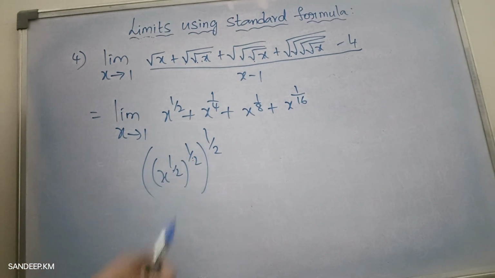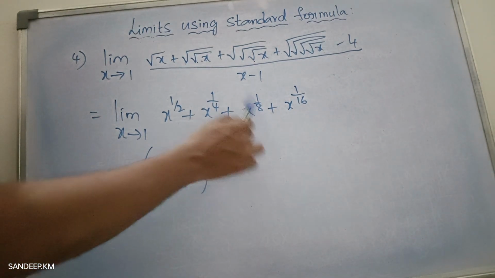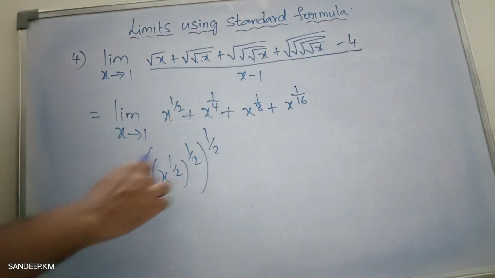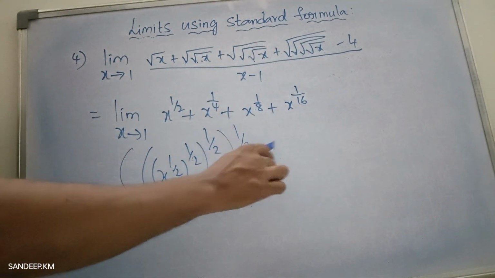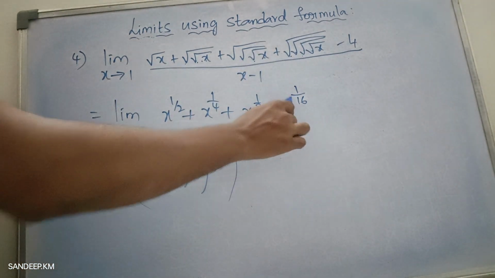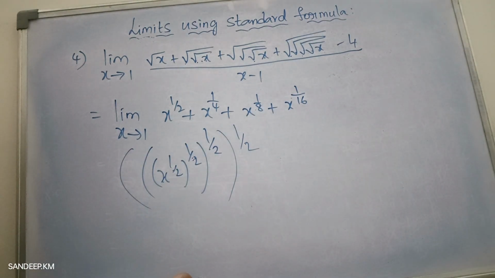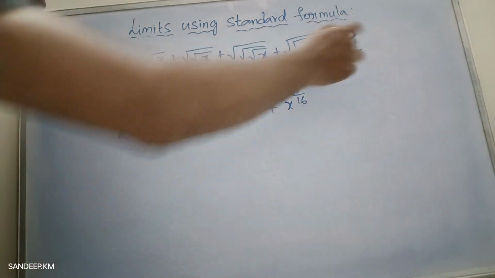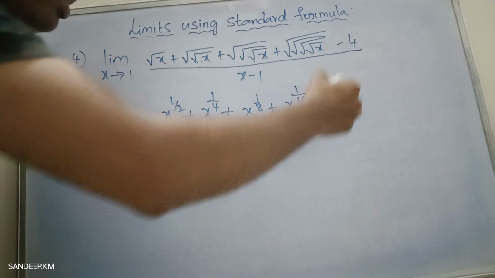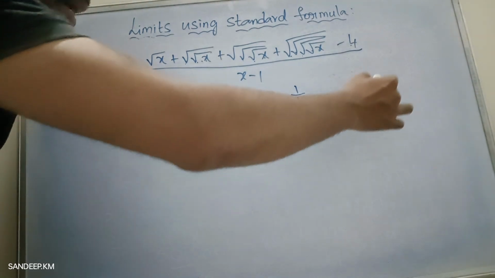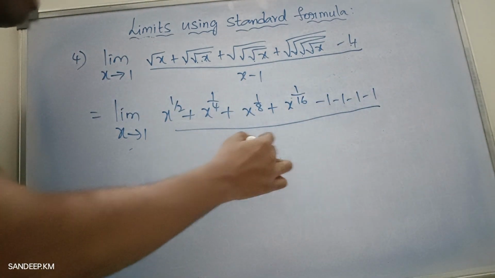Square root is nothing but power 1 by 2. If you multiply these three, you'll get power 1 by 8. And what is this? Another whole power 1 by 2 will be there. So multiplying this, you'll get power 1 by 16. Okay now, and please observe, minus 4 is there. I can write it as minus 1, minus 1, minus 1, minus 1 whole divided by x minus 1.